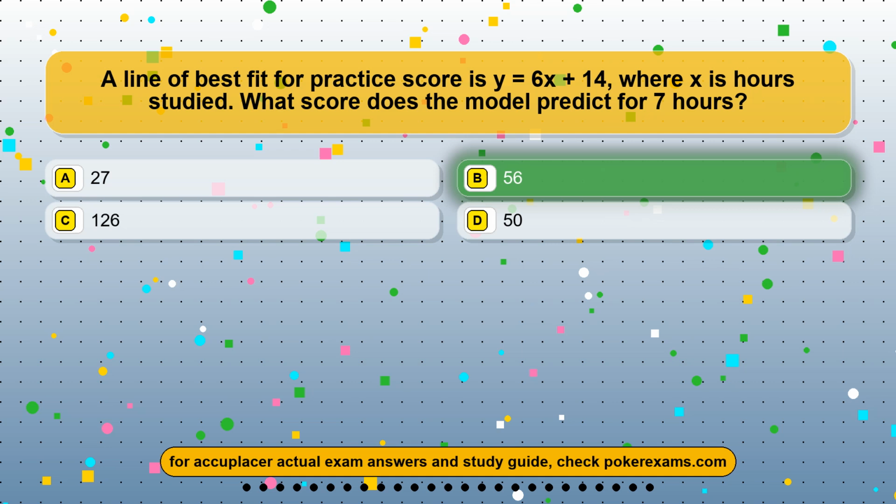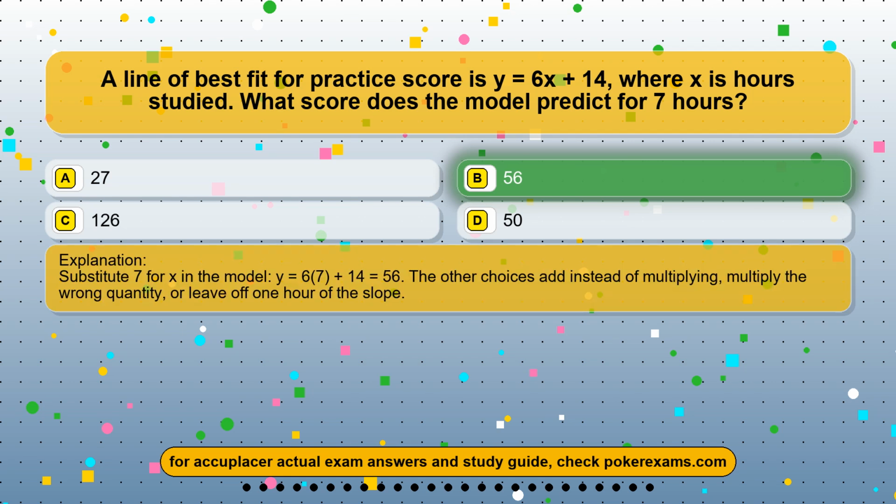The correct answer is option B, 56. Substitute 7 for x in the model: y equals 6 times 7, plus 14, equals 56. The other choices add instead of multiplying, multiply the wrong quantity, or leave off 1 hour of the slope.